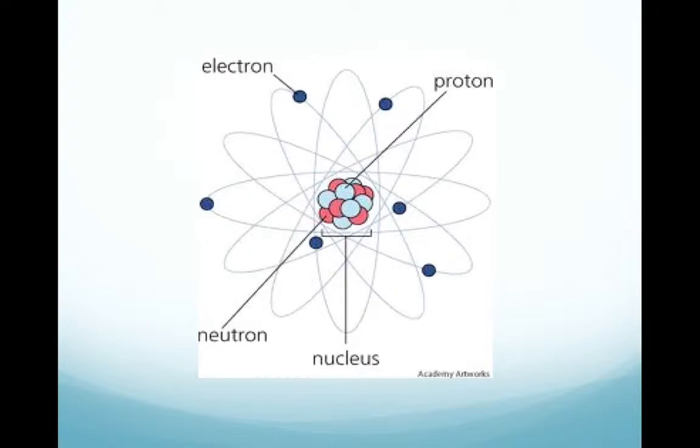Protons are positively charged. Electrons are negatively charged. Neutrons don't really have a charge. They're really considered to be neutral. In a balanced atom, there will always be the same number of protons, neutrons, and electrons. So if there are 3 protons, there would be 3 electrons. There would also be 3 neutrons in a balanced atom.